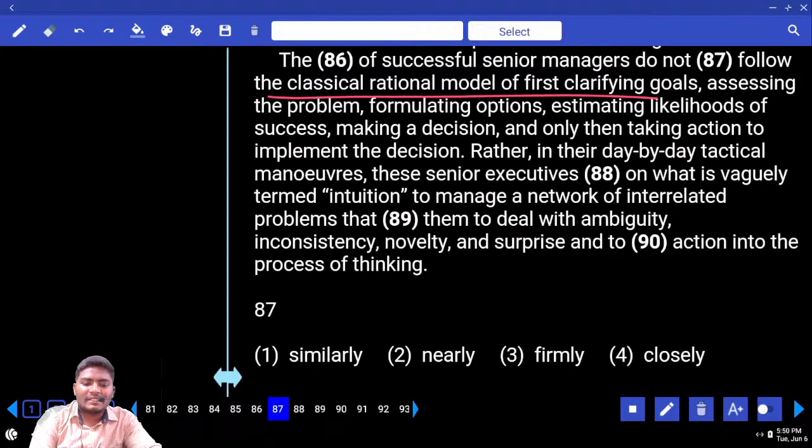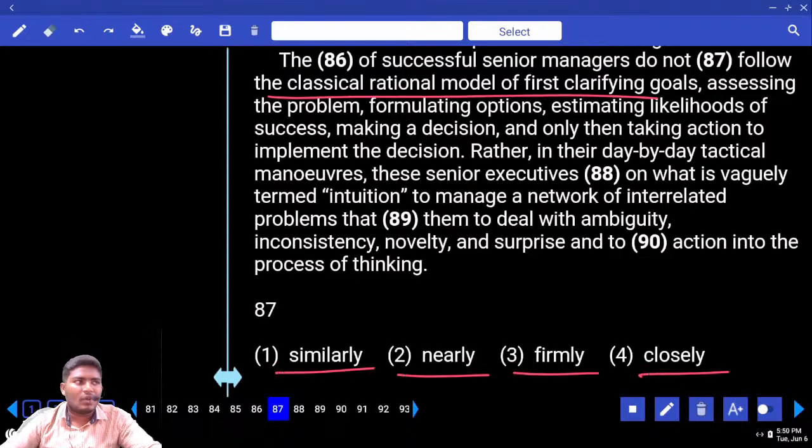Do not similarly follow, nearly follow, formally follow, closely follow. Tell me which is your answer. What do you mean by similarly? Similarly means same. Nearly means almost, almost to the point. Next one, firmly. What is firmly? Strongly. We firmly believe in ourselves. That means we strongly believe in ourselves.